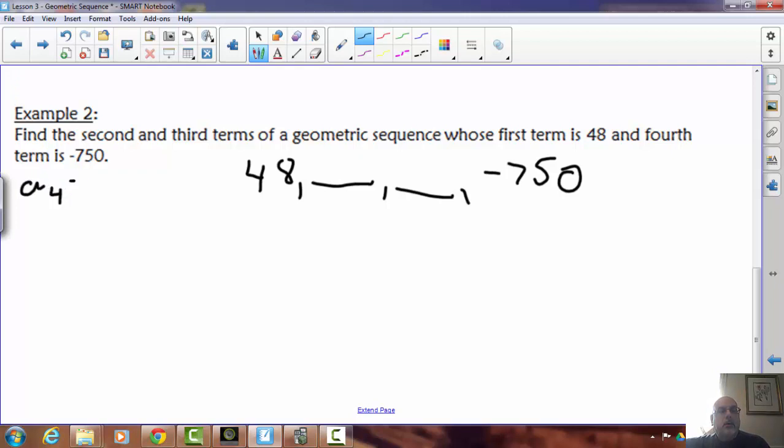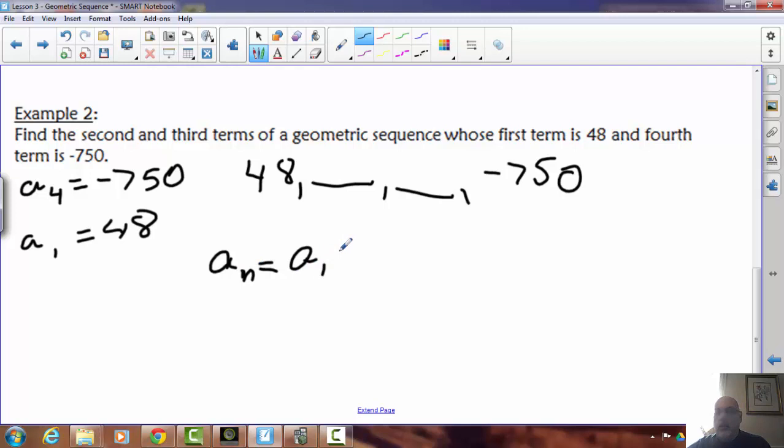A sub 4 is negative 750. A sub 1 is 48. And we don't know r. So if we go back to the formula for finding the nth term, a sub n equals the first term times the ratio raised to the n minus 1.